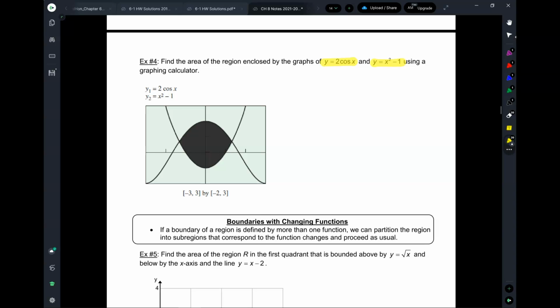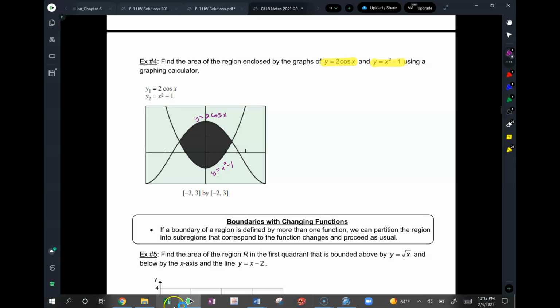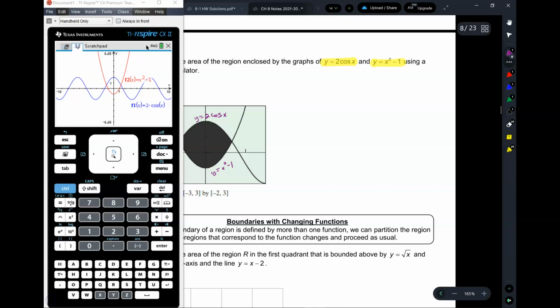Would you be able to say which one of these graphs is the cosine and which one is x squared minus 1? Which one is the cosine, the one above or the one below? Above, okay? So this is y equals 2 cosine x, and y equals x squared minus 1. It's not as scary as it seems. So let's figure out where those intersect.